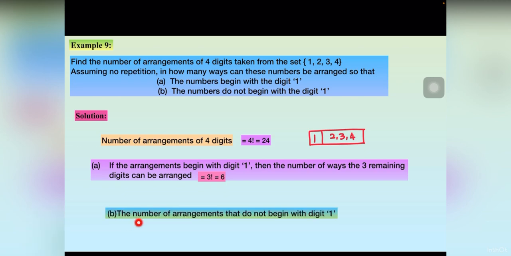B, the number of arrangements that do not begin with digit 1. So what we have to do is, we have 24. Okay, there is no condition. This is the general arrangement of all the digits, which is 24. And then we just minus the arrangements which begin with digit 1, minus 6. So it equals 18 ways.